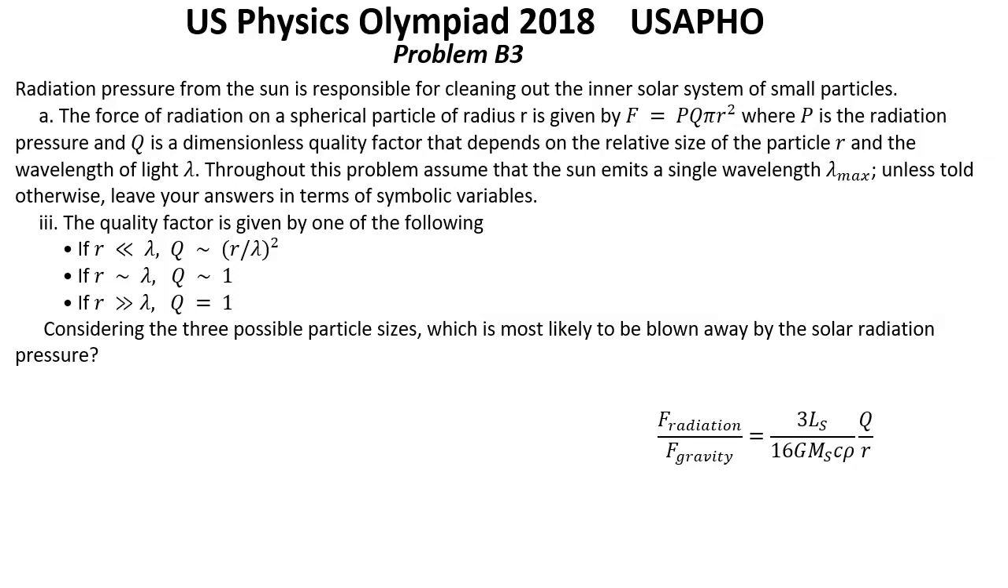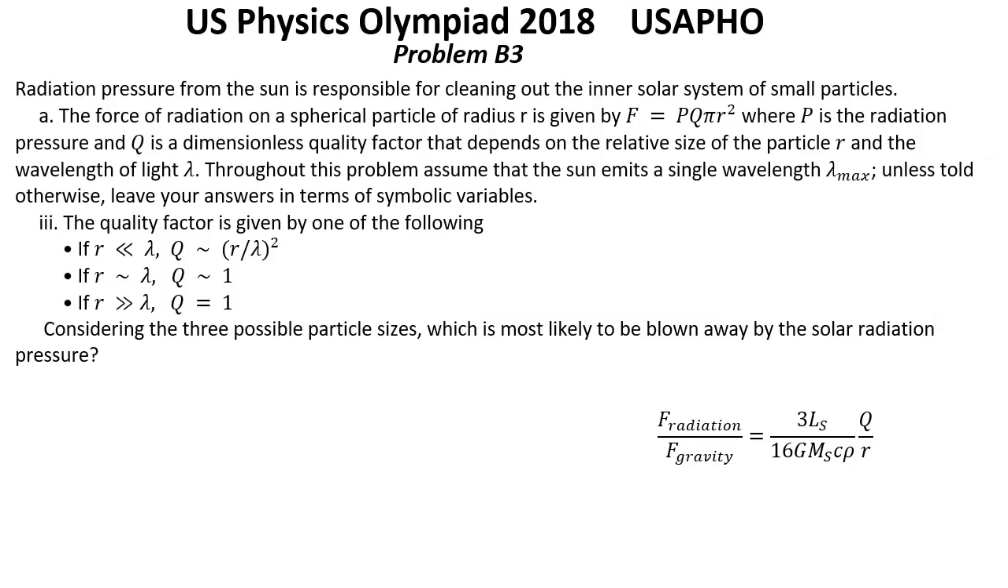Since it is independent of distance from the Sun, if it is blown away, it will be blown away at any distance. For r much greater than lambda, the ratio is proportional to 1 over r, so smaller particles are more likely to be blown away.